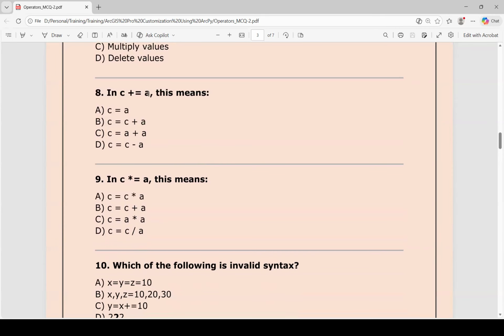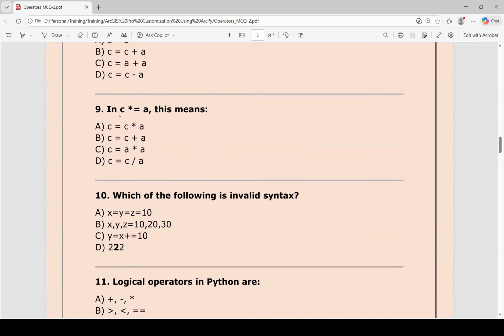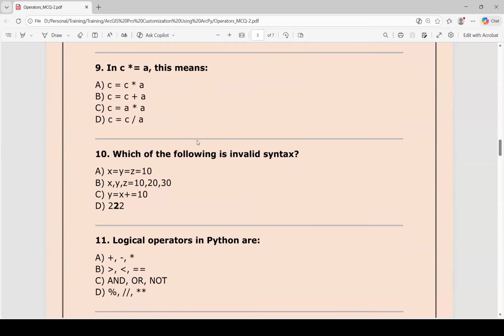C plus is equal to A, what is the meaning of this? C is equal to C plus A. Very good. C into is equal to A means C is equal to C into A.